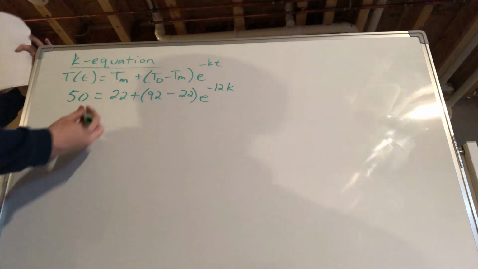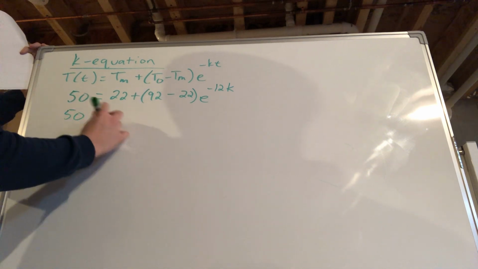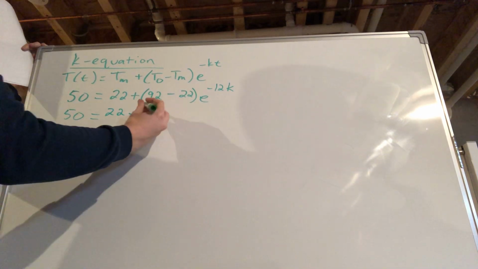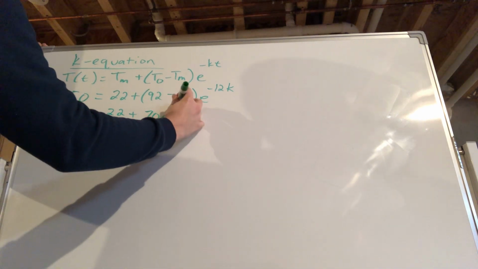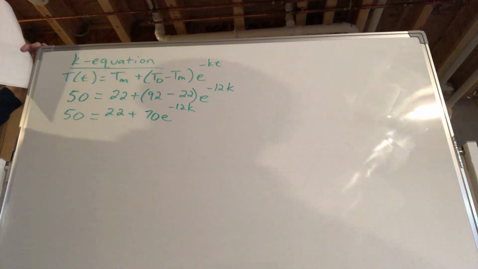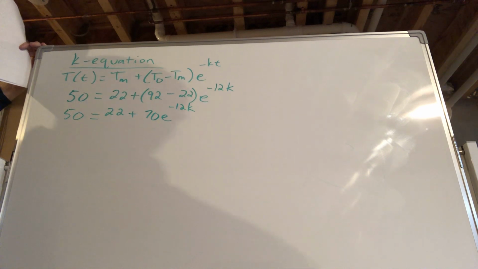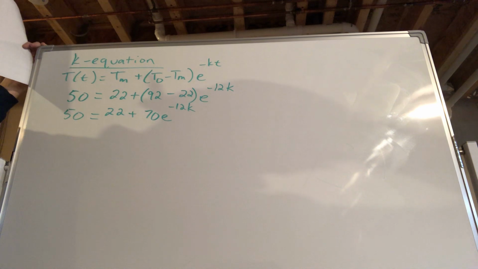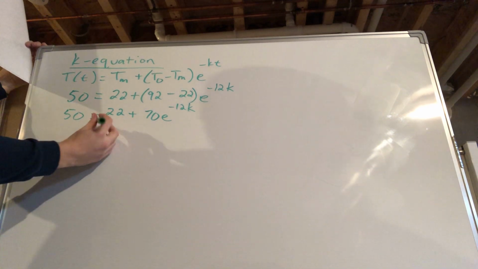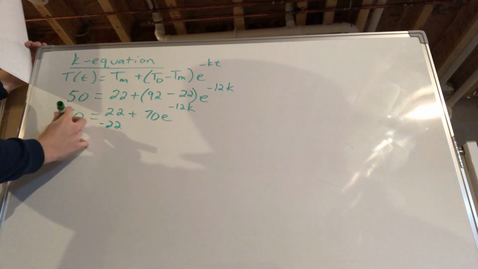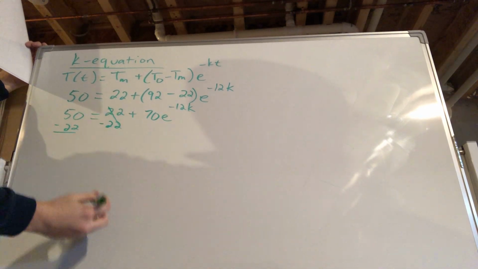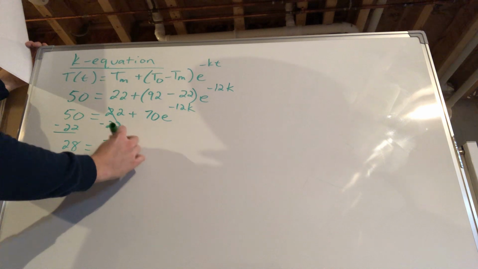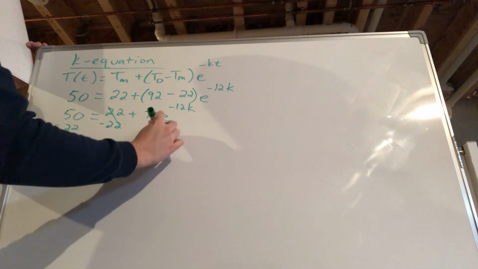So here we go. Let's try to solve this equation. So we still have 50 is equal to 22. I'm going to simplify here. 92 minus 22 is 70. e to the negative 12k. Okay, let's keep going. I want to try to get k by itself. I want to isolate the variable, so I've got a lot of stuff to take care of first. The first thing I'm going to do is subtract 22 from both sides. The 22s cancel over here, so we're left with 28 on the left side. That's equal to 70 times e to the negative 12k.